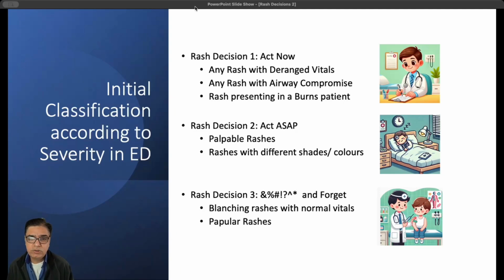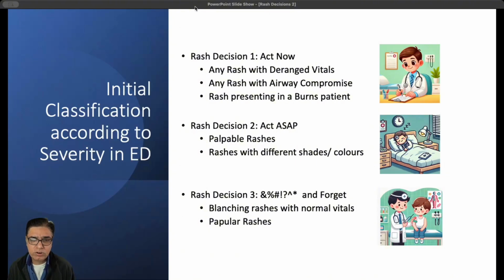So the first group of rashes where you have to act now: any rash, whether it's maculopapular, blanching, non-blanching, whatever, but any rash associated with deranged vitals, like shock, let's say tachycardia, decreased blood pressure, decreased cap refill time. Irrespective of what is causing that rash, you have to act there and then. And I don't need to tell you about your A, B, C, D, Es that you have to do with that. Then any rash which presents with airway compromise.